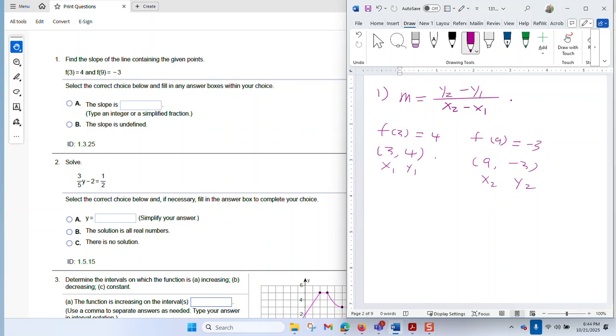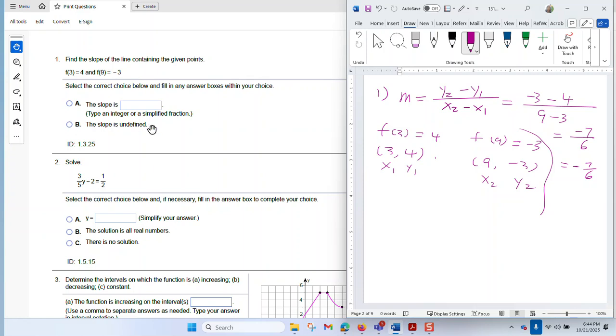And then you just plug it in. y2 here is -3 minus y1 here is 4, and then x2 here is 9 minus 3, and then we simplify that. So this will be negative 7 over 6, or you can write -7 over 6. So that is your slope.